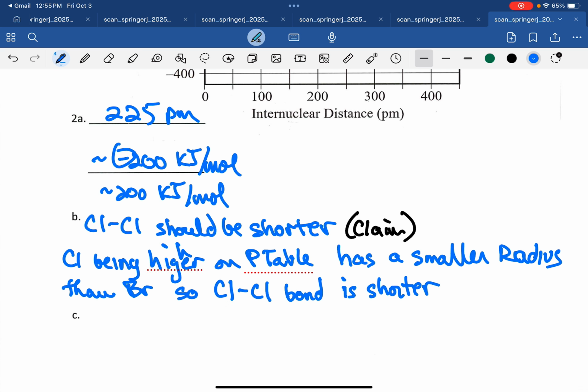Right, because if that radius is smaller, then the distance between the two atoms would be smaller as well. Letter C wants to know about the bond energy. Students sketch a potential energy curve for the two Cl atoms on the diagram above, as indicated by the dotted lines. There's an error in the sketch. Identify the error and explain how it could be fixed.